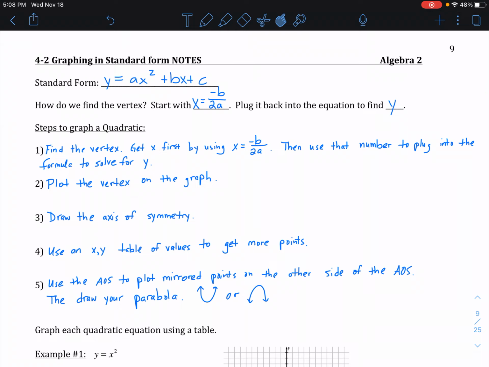You've also seen how we found the vertex using the formula: negative b over 2 times a to find x first. Then to find the y, you were supposed to take that number for x, plug it in for the x's into the formula, and solve for y.